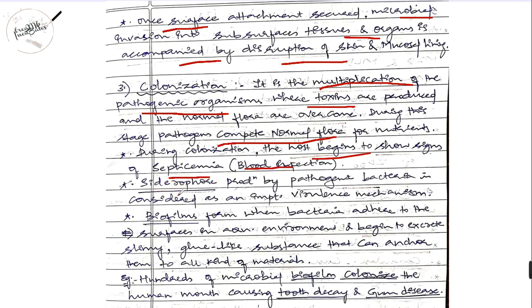Now, the production of siderophores by pathogenic bacteria is considered an important virulence mechanism. Also, bacteria, when they adhere to surfaces in an aqueous environment, begin to excrete certain slimy, glue-like substances that anchor them to all kinds of materials, which is nothing but the biofilms.